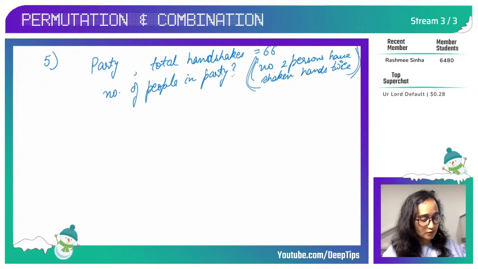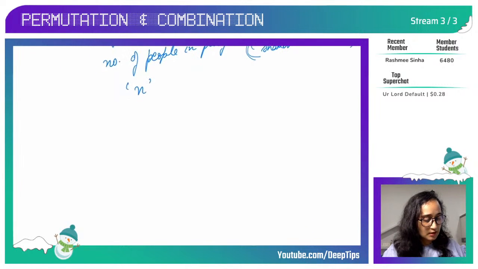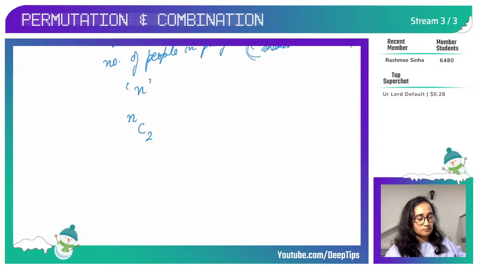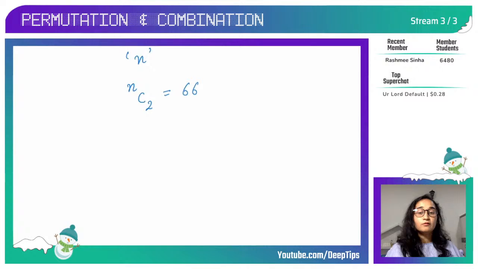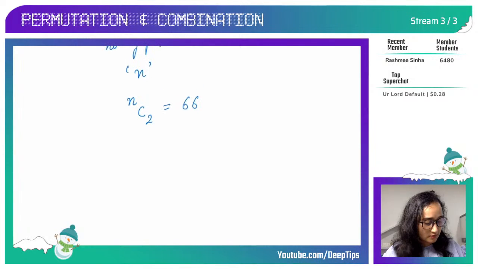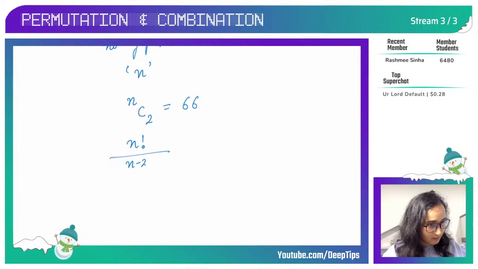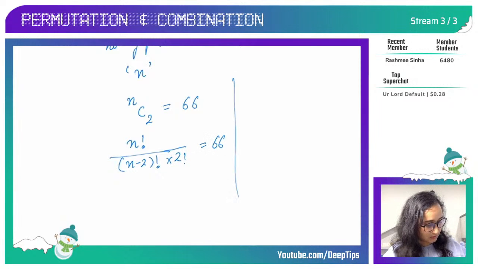So let's assume that there are n people in the party. Out of n people, if I am taking 2 at a time, total handshakes are 66. So nC2 equals 66. How do we solve combinations? n factorial upon (n minus 2) factorial into 2 factorial is equal to 66.